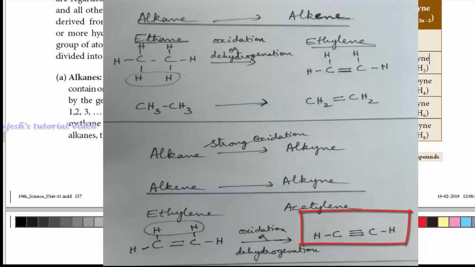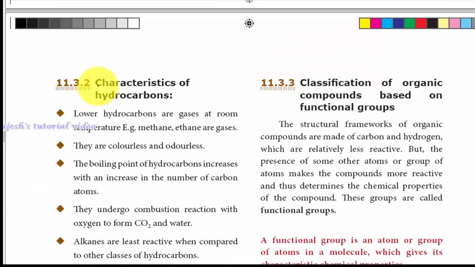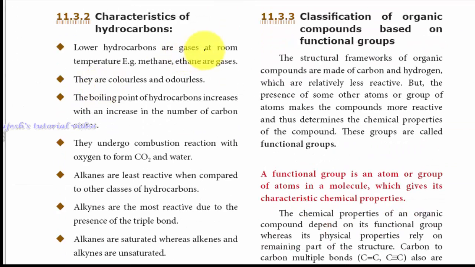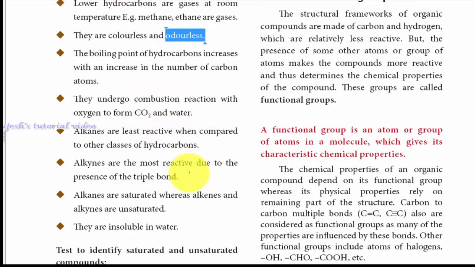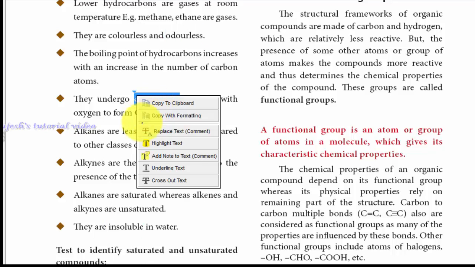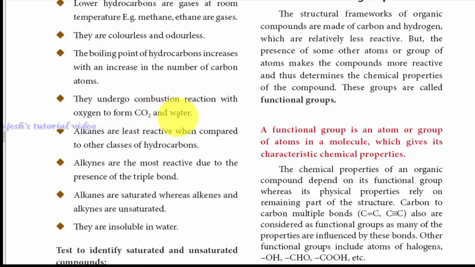Next is characteristics of hydrocarbons. Lower hydrocarbons like methane, ethane, etc., are gaseous at room temperature. They are colorless and odorless. They don't have any color or smell. They are insoluble in water. The boiling point of hydrocarbons increases with the number of carbon atoms, and these hydrocarbons undergo combustion reaction with oxygen to form carbon dioxide and water.